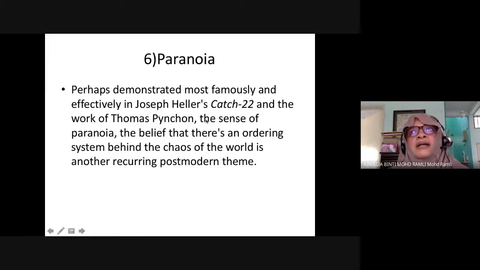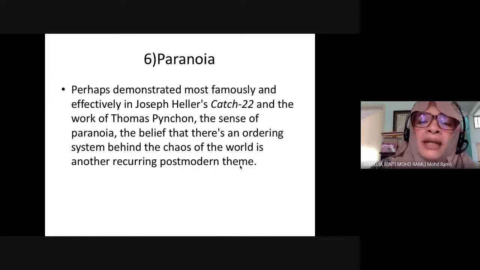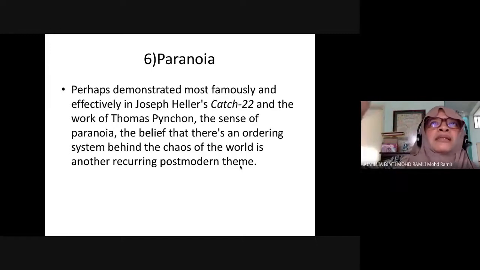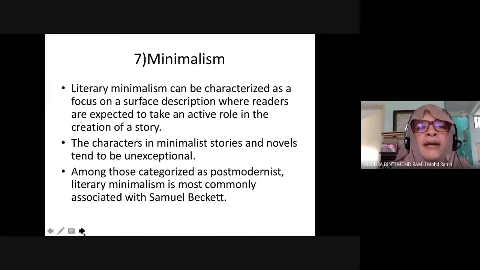So another feature is paranoia, perhaps demonstrated most famously and effectively in Joseph Heller's Catch-22 and the work of Thomas Pynchon, the sense of paranoia. The belief that there is an ordering system behind the chaos of the world is another recurring postmodern theme. When you feel that there is something behind all the chaos that is happening in this world, this produces a sense of paranoia in yourself because you cannot really understand what is happening in this world, but you believe there is something or somebody ordering every event that is happening in this world. And then minimalism.